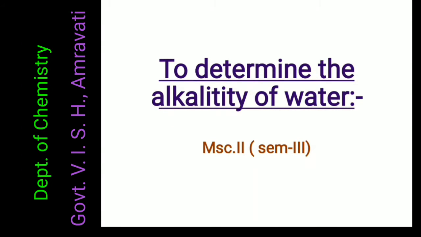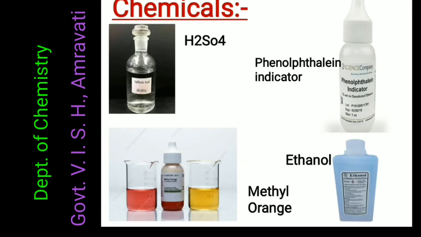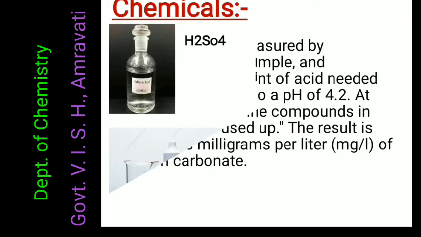Students, today we are going to start a new practical of this session, that is SEM 3, and the aim of today's practical is to determine the alkalinity of water. Before starting the practical, let's have a look at the apparatus we will need. First of all, you will need a burette, conical flask, volumetric flask, and many more. The chemicals required are H2SO4, phenolphthalein indicator, methyl orange indicator, and lastly ethanol.